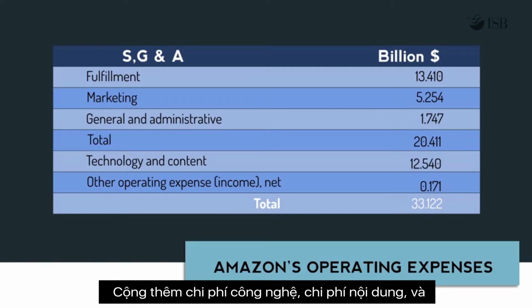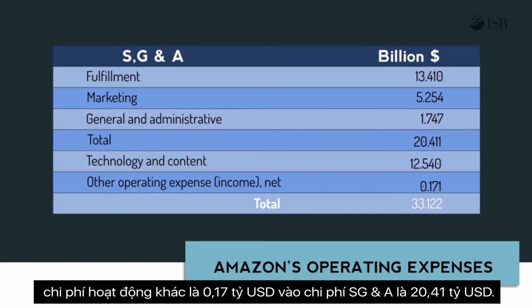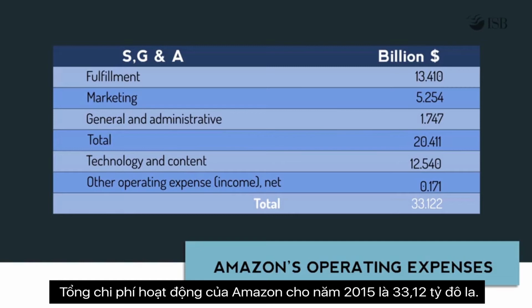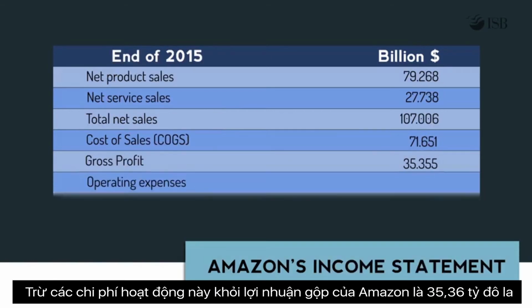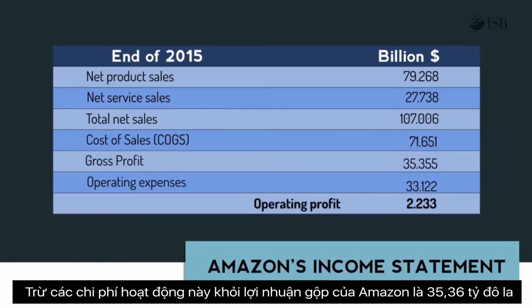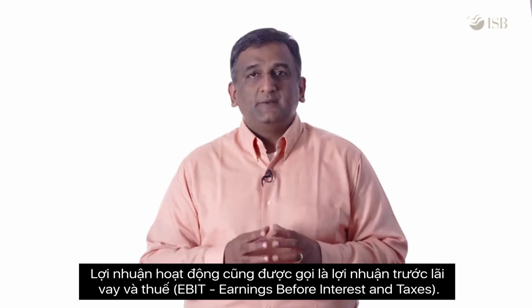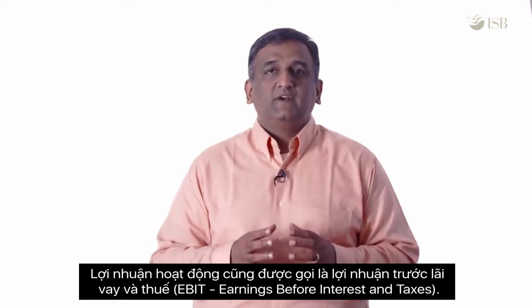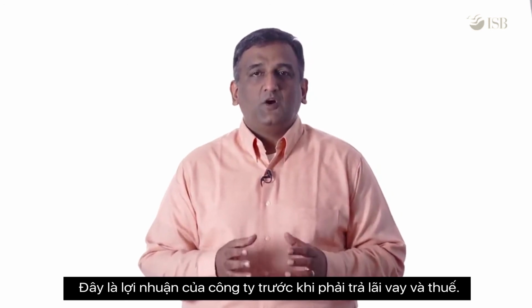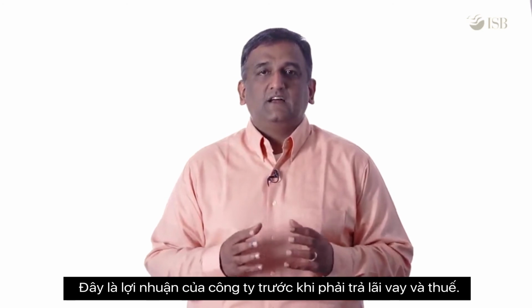Once we add the technology and content costs and other operating expenses of $0.17 billion to SG&A of $20.41 billion, Amazon's total operating expenses for 2015 were $33.12 billion. Subtracting these operating expenses from Amazon's gross profit of $35.36 billion gives us Amazon's operating profit in 2015 to be $2.24 billion. Operating profit is also referred to as earnings before interest and taxes. These are the company's profits before any interest and taxes are paid.